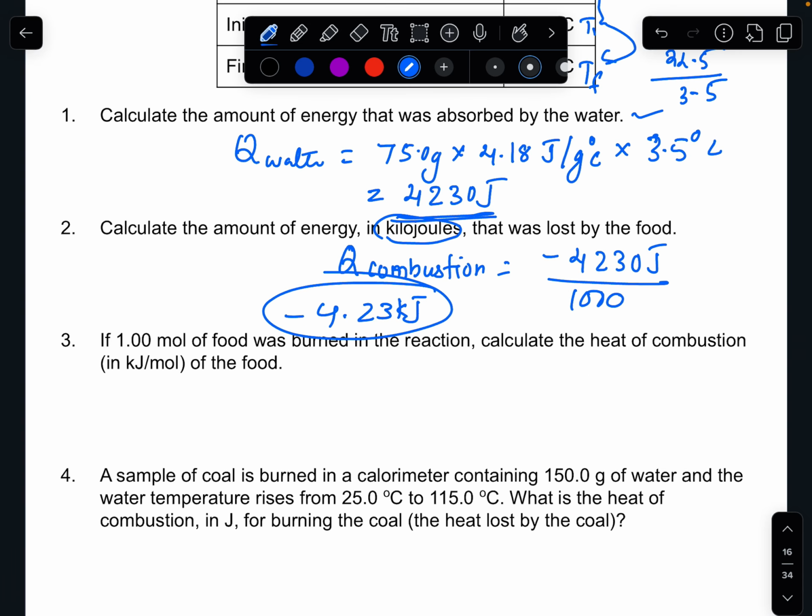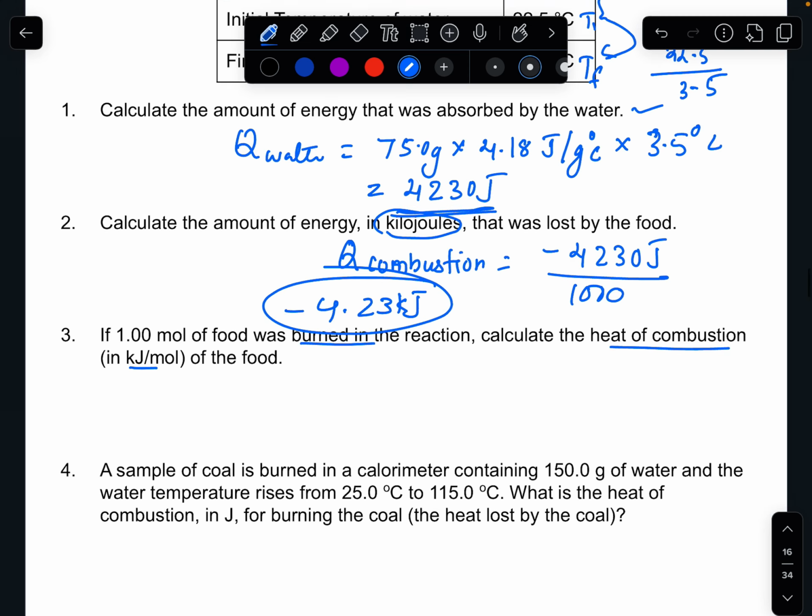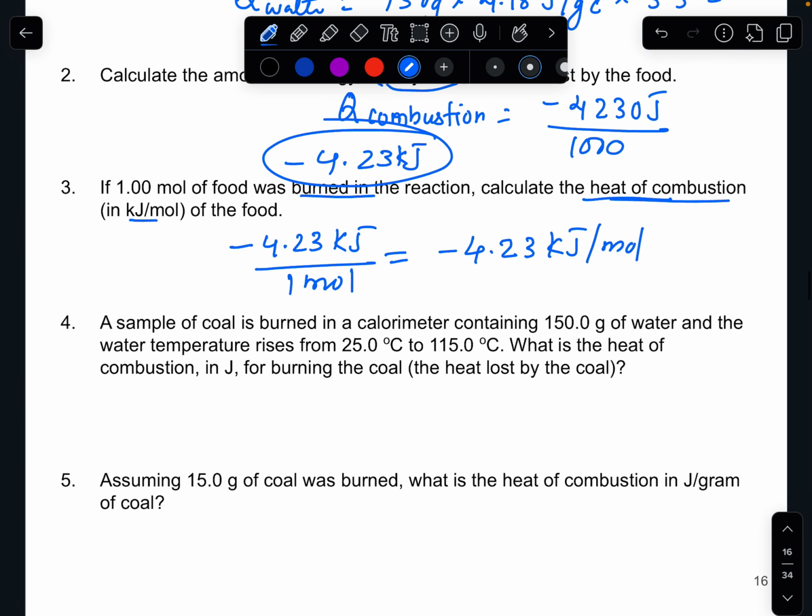If 1 mole of food was burned in the reaction, calculate the heat of combustion in kilojoule per mole. It's just writing Q of combustion. Okay, so we know that it is per mole, so you just divide by the 1. Okay, so you will get 4.23 kJ divided by 1 mole, which is equal to 4.23 kJ per mole. That is the heat of combustion in kilojoule per mole.